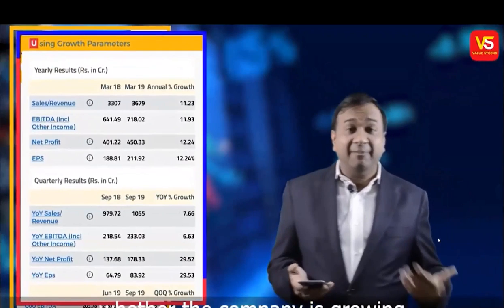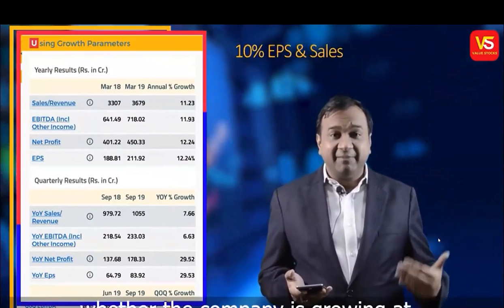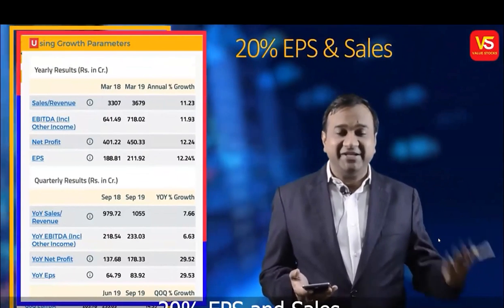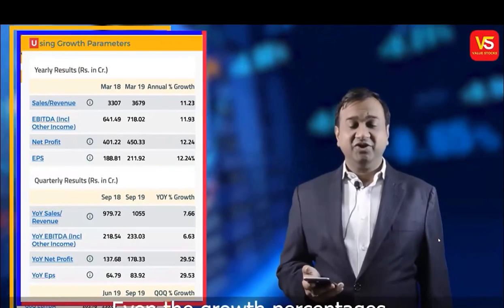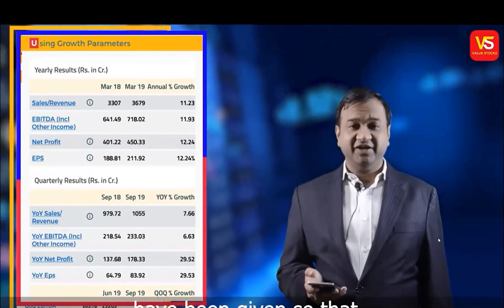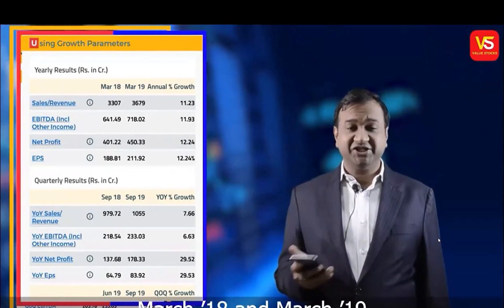Whether the company is growing at 10% EPS and sales, or at 20% EPS and sales, we should check. It is given very simply. Even the growth percentages have been given so that you can compare the growth between March 18 and March 19.